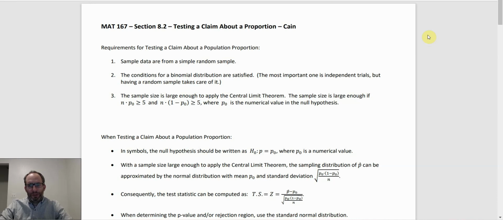Section 8.2 is about hypothesis testing for a single proportion. The first big block of stuff on this page is about the requirements or conditions necessary for inference. So ideally, you would want your sample data to come from a simple random sample. That's always the way that it's phrased. Realistically, as long as you have a representative sample, you would be good to go for that first point.